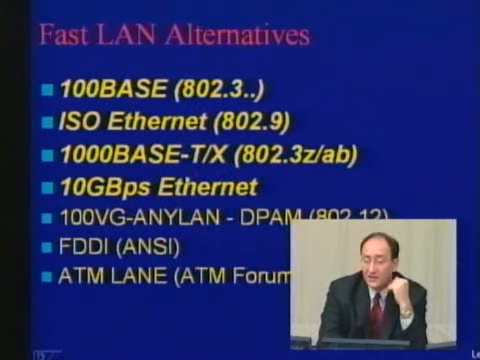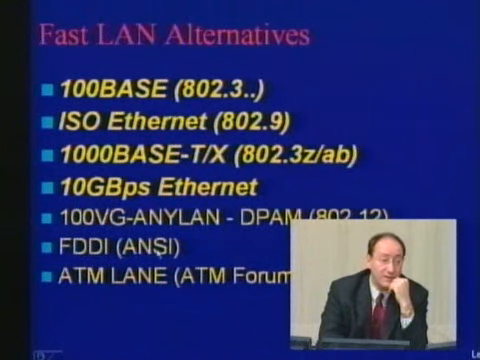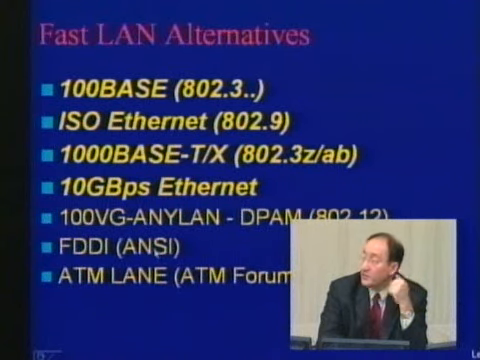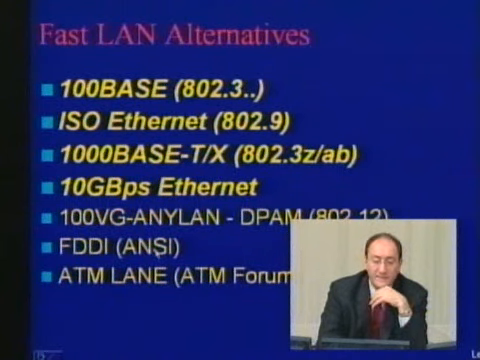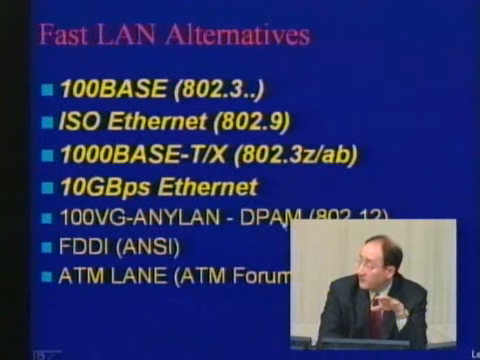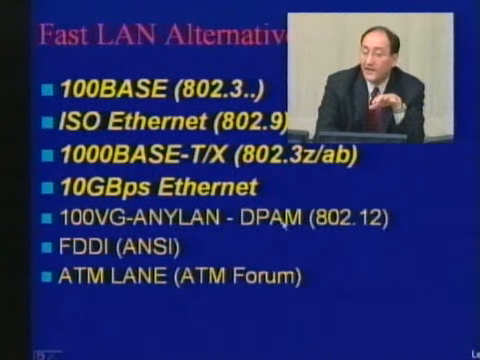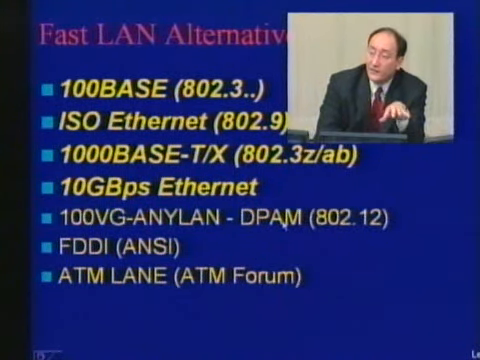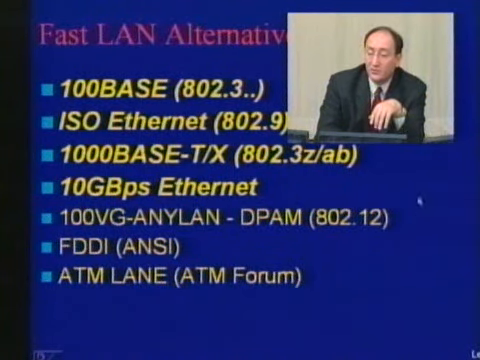In addition to that, they had 3 other activities. One was FDDI, which was standardized by ANSI. If you remember, ANSI was the American National Standards Institute. Usually 802 goes to ANSI, but this standard was made by ANSI. And then there is 100VG-AnyLAN, or DPAM. This one originally started with 100 base type activities, but they ended up with a different MAC layer, so they shifted it to 802.12.